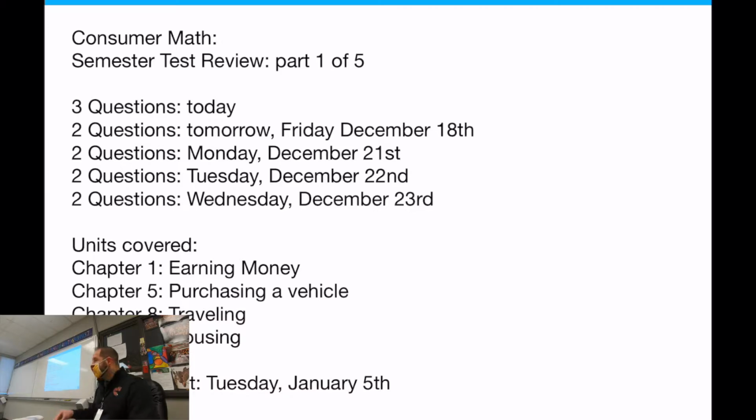So you can see the units we covered. We covered wages or earning money. We talked about purchasing a vehicle. We talked about traveling costs like Uber and maps and other things, and then we talked about housing, mortgages and other things like that. Those are all the different units we've covered in this class so far up till now.